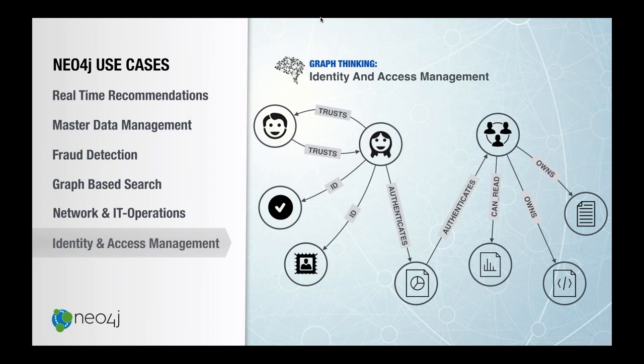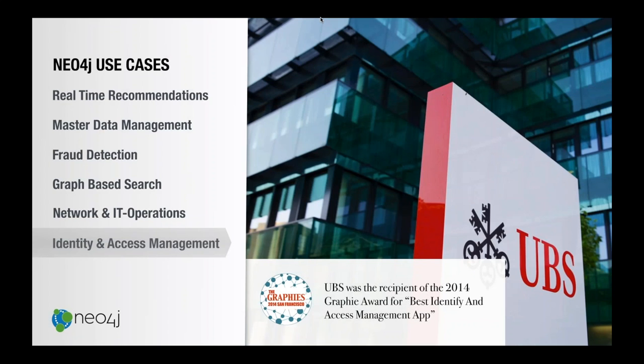Well, now they've switched over to Neo4j and are able to navigate this graph structure in real time to understand the user's privileges, and it just makes their organization more efficient. UBS is one of our customers who use us for identity and access management.